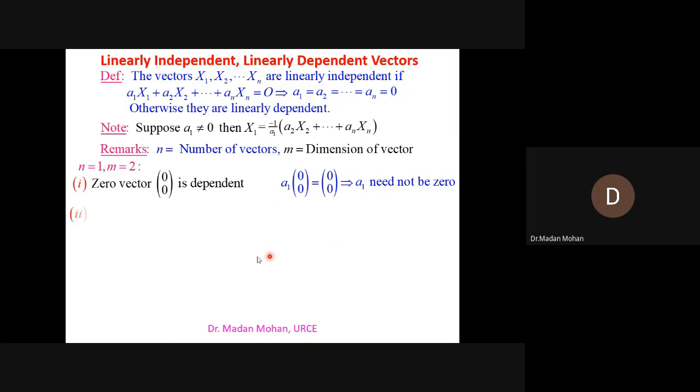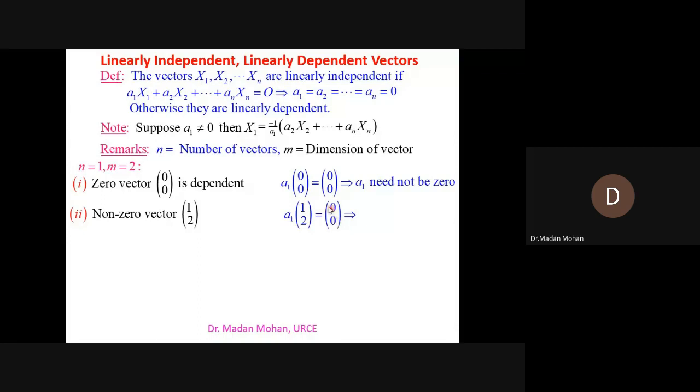Next example, the second example, a non-zero vector. I have taken only one vector, the dimension is 2: (1, 2). Now we check whether it is dependent or independent using the definition. a1 into the given vector (1, 2) equals the zero vector. From it, a1 equal to 0 and 2a1 equal to 0. I have two equations.